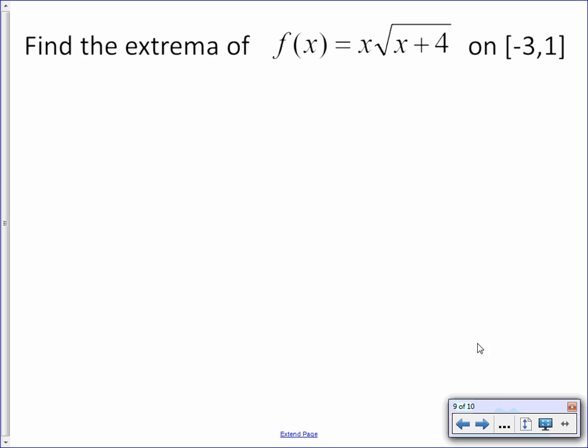Last example. Are you ready? All right. So we have a function, we have an interval. We know there's going to be an absolute min and max. We need to decide where. So the first thing we need to do is figure out our critical values, because that is where we would have relative mins and maxes. So let's go ahead and find that.